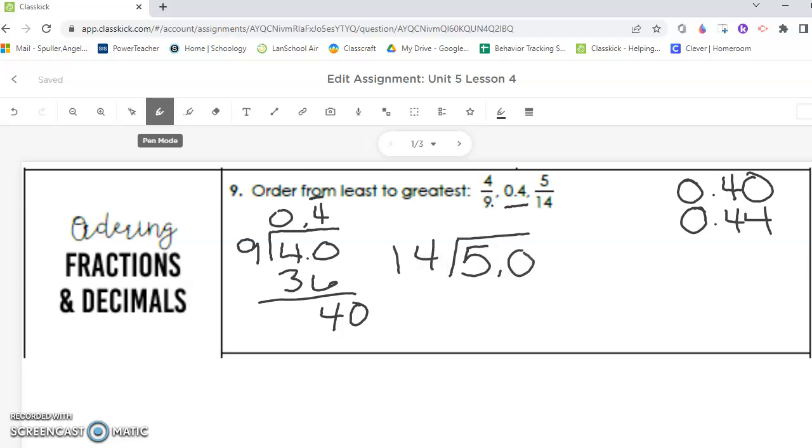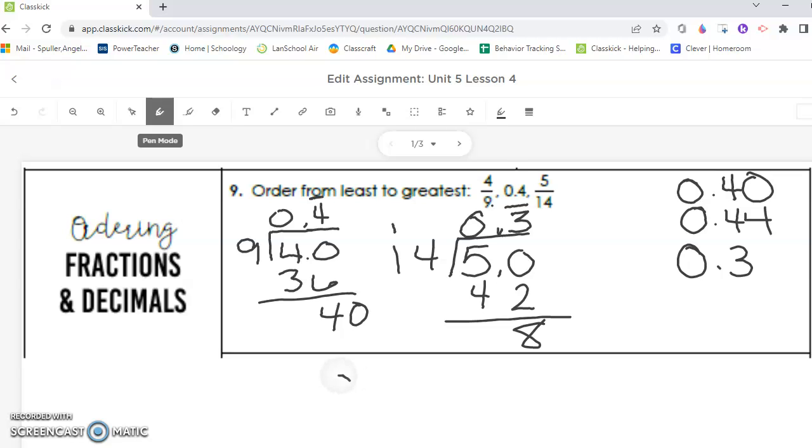Well, it can go in there 2 times, which would be 28. 3 times would be, let's see, 3 times 4 is 12, keep 1, that'd be 42. That gives me 8 left over. So this one here is worth 0.3 something. We just know it's the smallest.